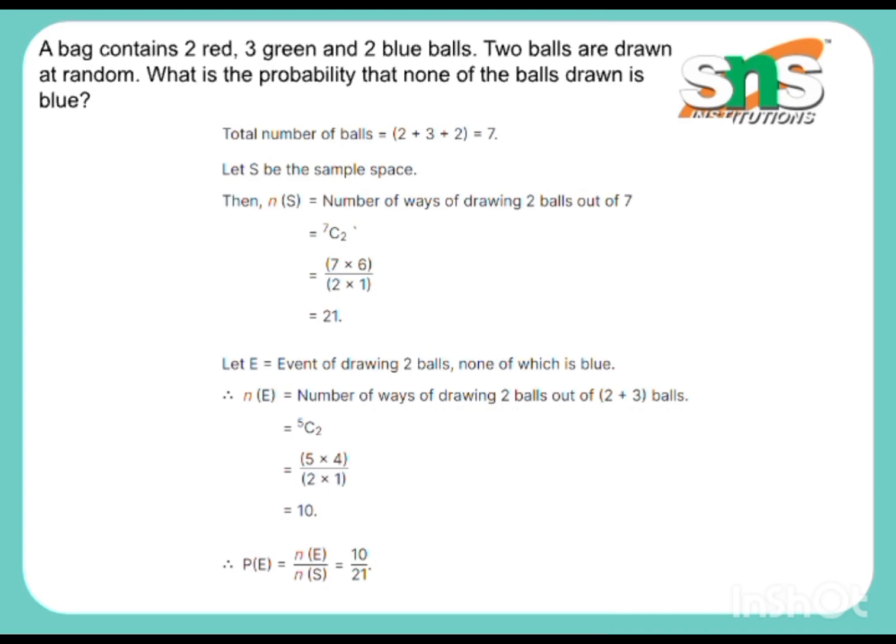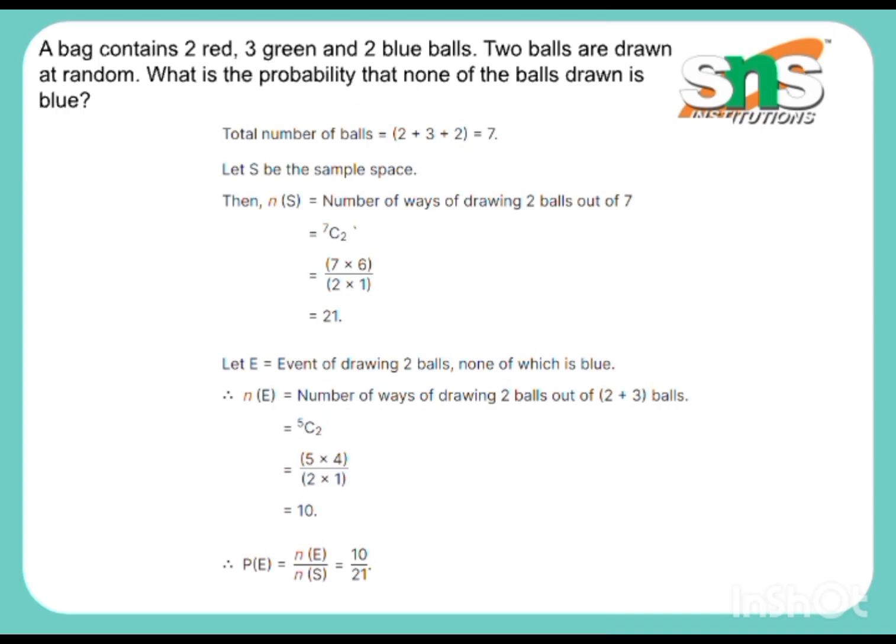So total number of balls here is 2 red plus 3 green plus 2 blue balls, which will be equal to 7. Here from 7 balls we are going to take 2 balls. Okay, that is the question. What is the probability that none of the balls drawn is blue? So that is a basic idea of this question.